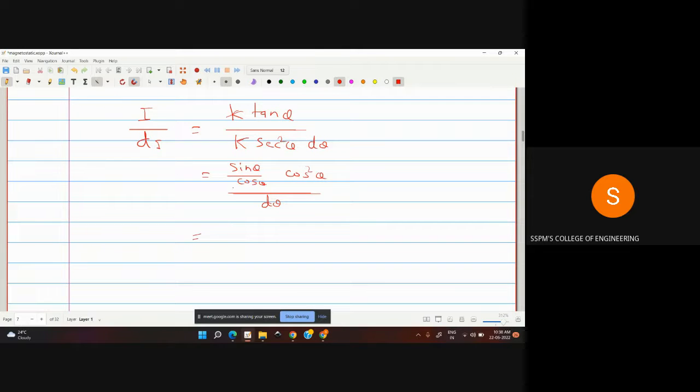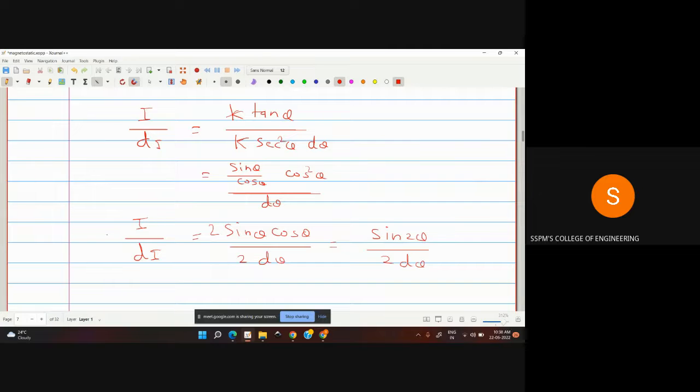So this will be sin theta into cos theta divided by d theta. I divided by dI is accuracy. Now divide and multiply with 2. 2 sin theta cos theta is equal to what? Sin 2 theta divided by 2 d theta.